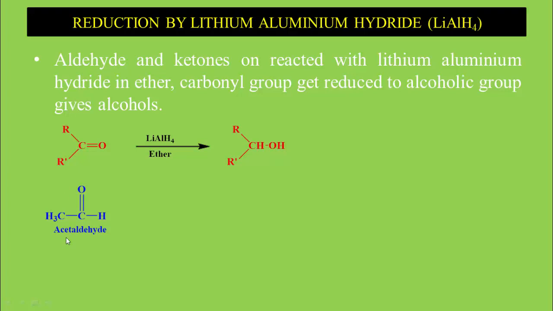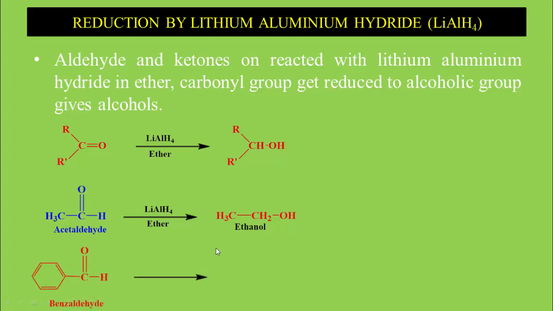Then this is acetaldehyde. When acetaldehyde is treated with LiAlH4, that is lithium aluminium hydride, in ether, it gets converted into ethanol. Then the next reaction is benzaldehyde. Benzaldehyde, on treatment with lithium aluminium hydride in ether, is converted into benzyl alcohol. These are the various examples of the reduction of aldehydes and ketones by using the reducing agent LiAlH4, or lithium aluminium hydride.